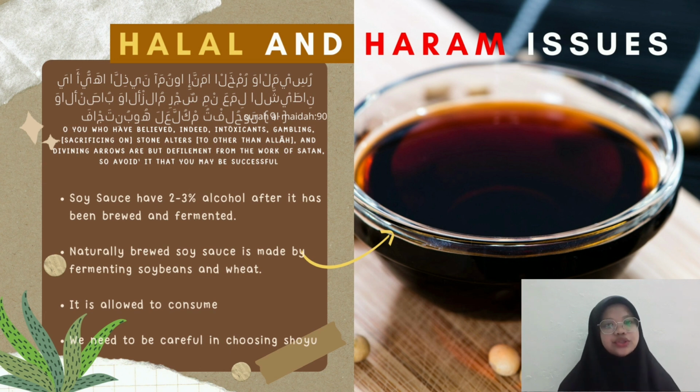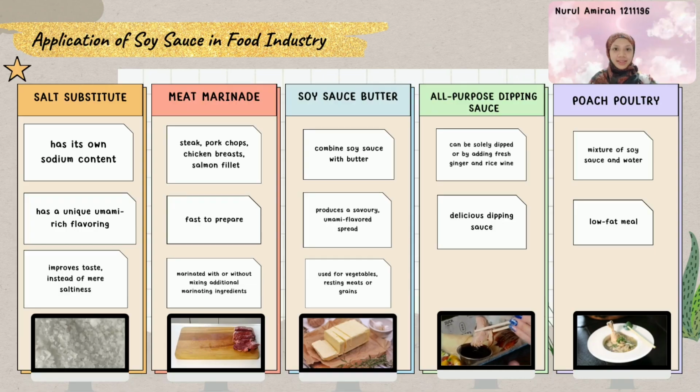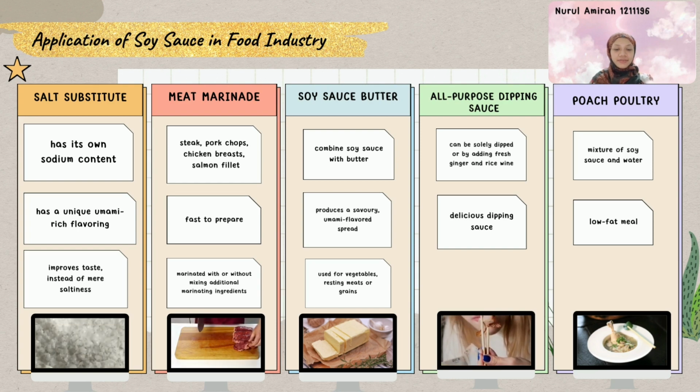Unfortunately, most shoyu contains alcohol that comes naturally from the fermentation process, which gives a nice fragrant odor and prevents mold. On top of that, there are cases where alcohol is added to the shoyu if the natural alcohol content from the fermentation process is not enough to prevent the mold. However, as Muslims, we need to be careful when choosing shoyu because some of it is halal and some of it is not. Next, we are going to discuss the applications of soy sauce in the food industry.